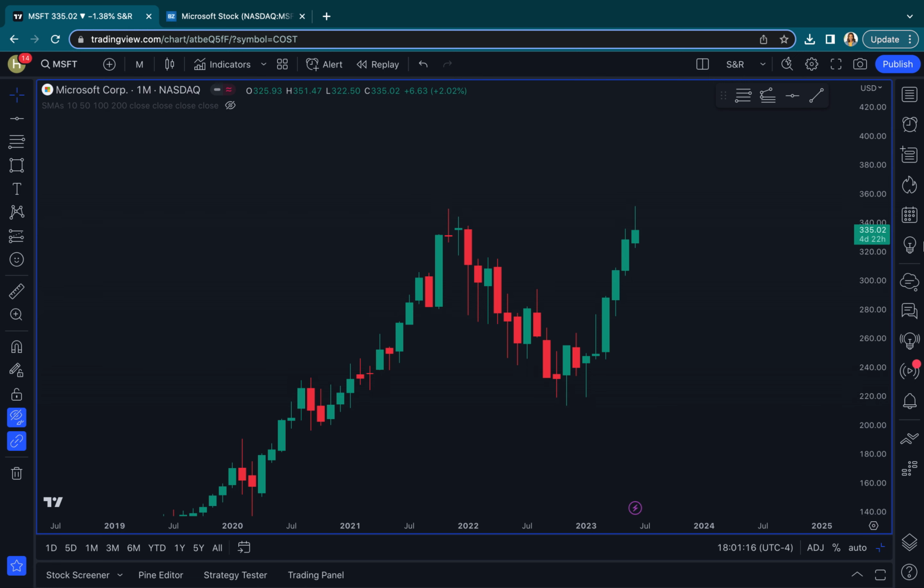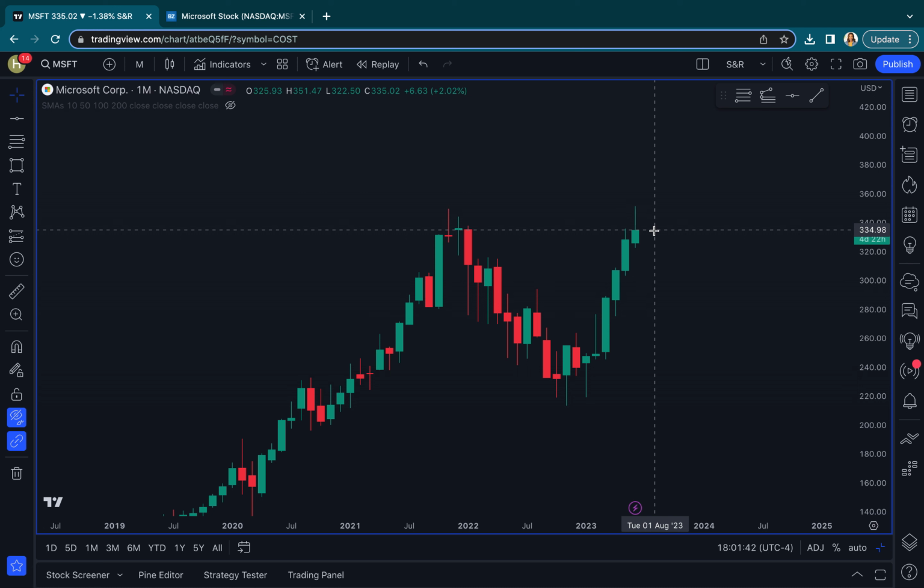Hey, quick analysis on Microsoft. Starting on the monthly chart, Microsoft has clearly just been ripping for the last 6 months straight green. And right now it is struggling a little bit. It hit all-time highs earlier this month, and then it's been pulling back ever since.